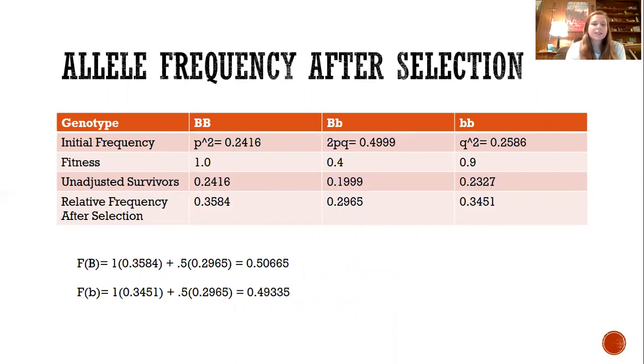The allele frequencies after selection are similar to what we did earlier. We'll multiply 1 times the Big B plus 1/2 of the heterozygote, giving us each of these numbers.